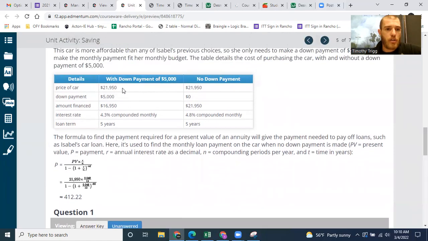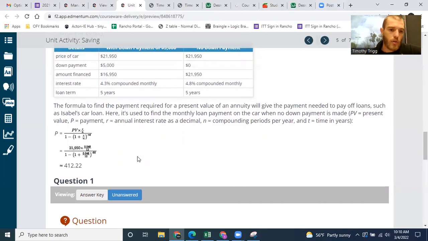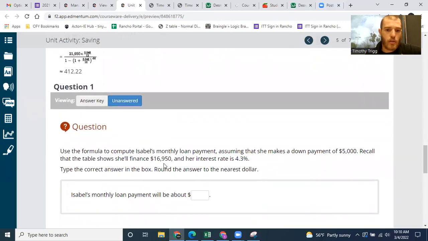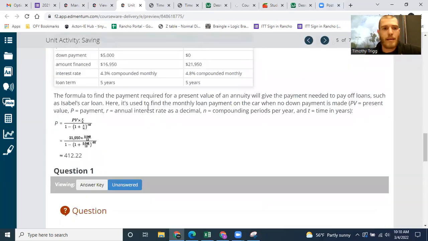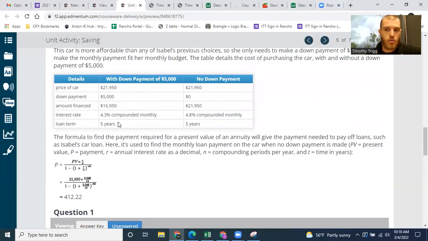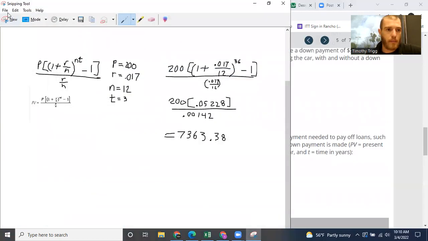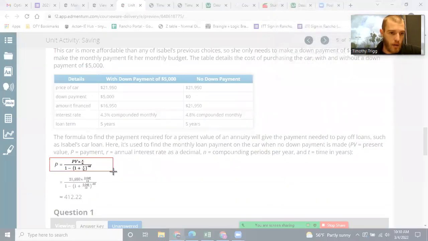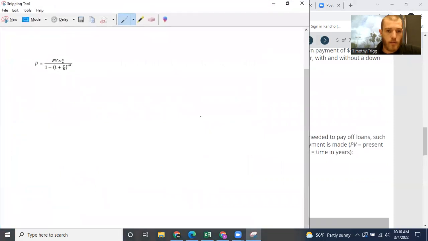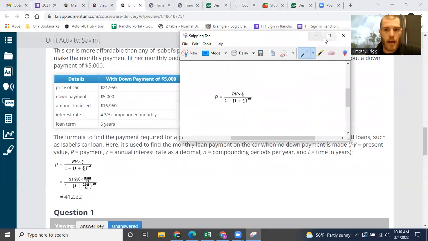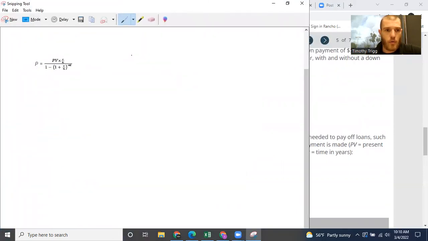But what if she decided to do the down payment scenario? In this case, she's only taking out a loan of $16,950. So this next question is what her monthly payment will be in this case. Okay, let's go ahead and work that out. We're going to be using the same formula that they did right here. So I'm going to highlight this formula, and this is the formula we're going to use. In our case, the PV, the present value, is the size of the loan. So in our case, that was $16,950, I believe.